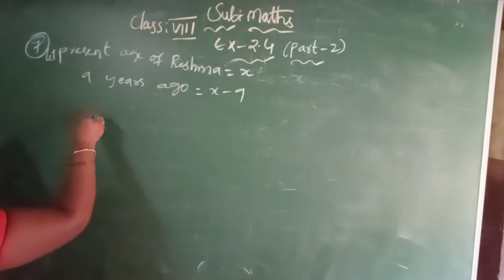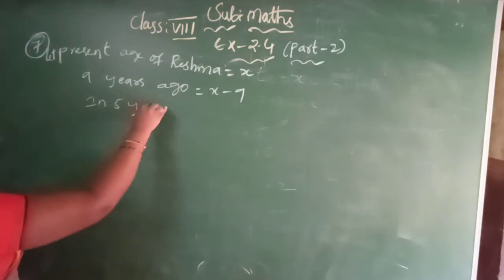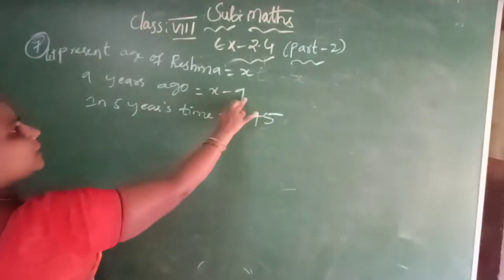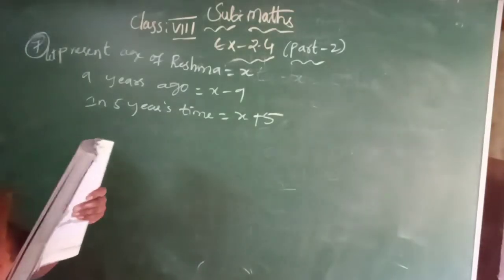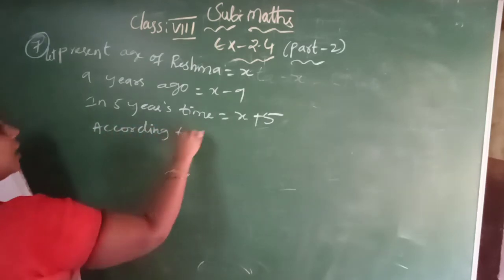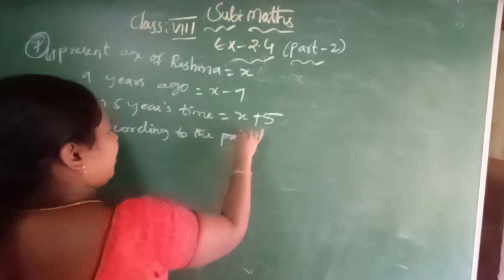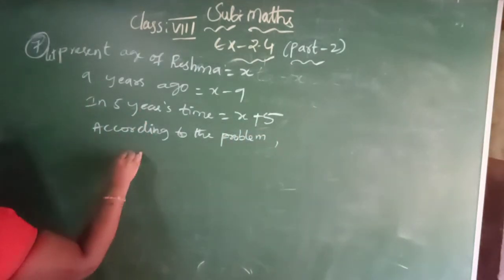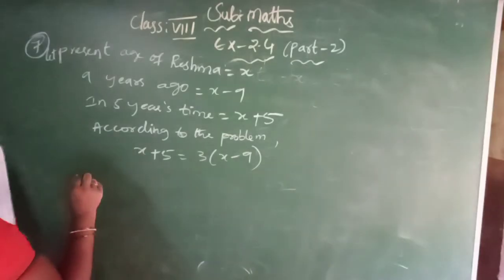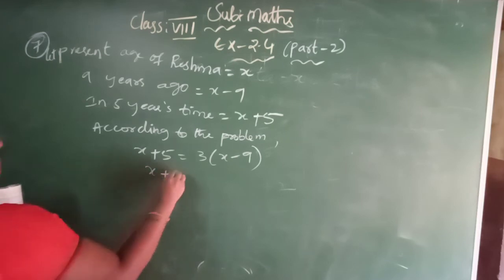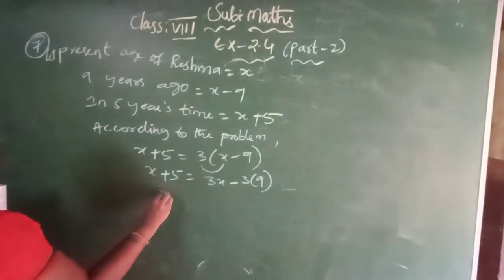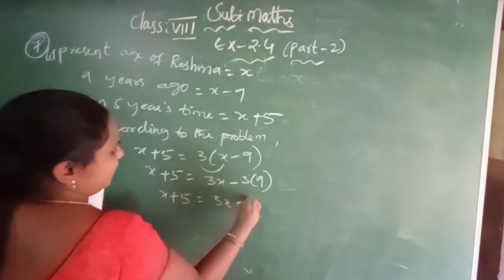In 5 years time means x plus 5. 9 years ago is x minus 9. So according to the problem, what will we get here? x plus 5 is equal to 3 times the age 9 years ago, so 3 into x minus 9. x plus 5 is equal to 3x minus 27.